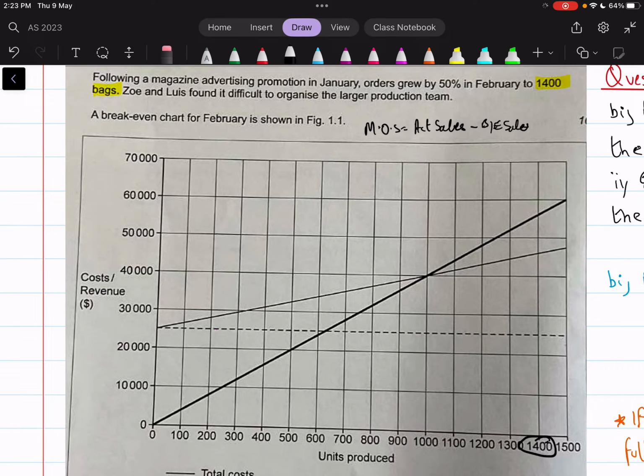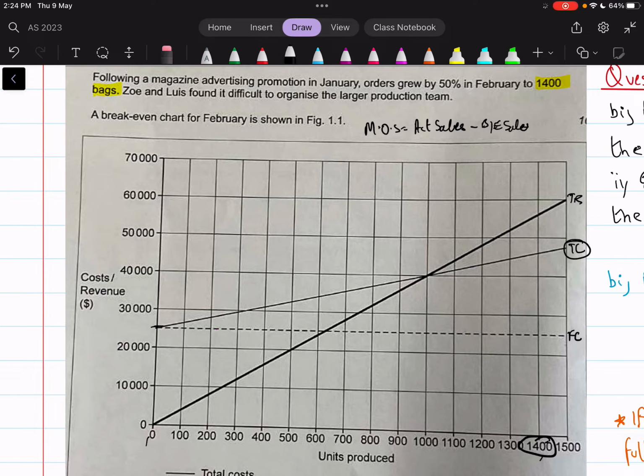And if you see, this is a break-even chart. The chart is not labeled, so you need to know the concept and the theory. This dotted line is a straight line, which means that the cost that you're incurring here, even if you're producing nothing or even if you're producing 1400, remains the same, which is basically your fixed cost. This is your total revenue and this is your total cost.